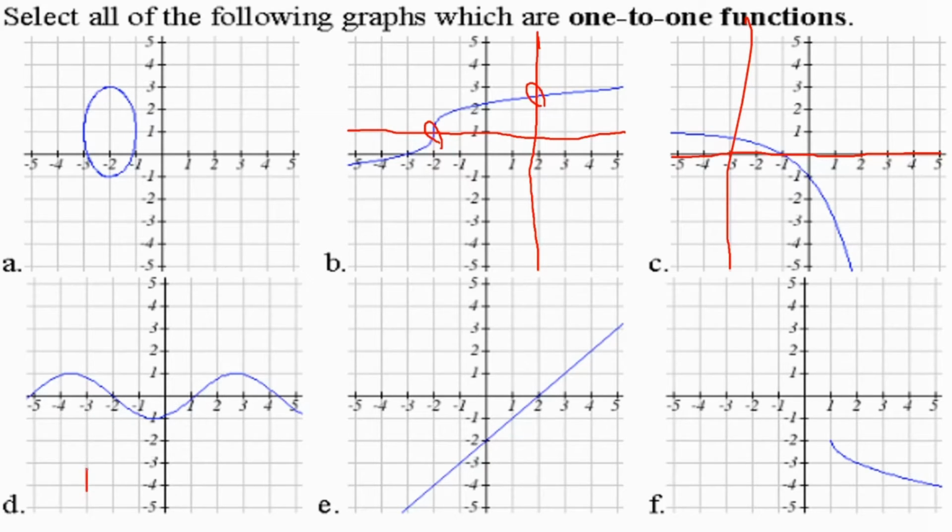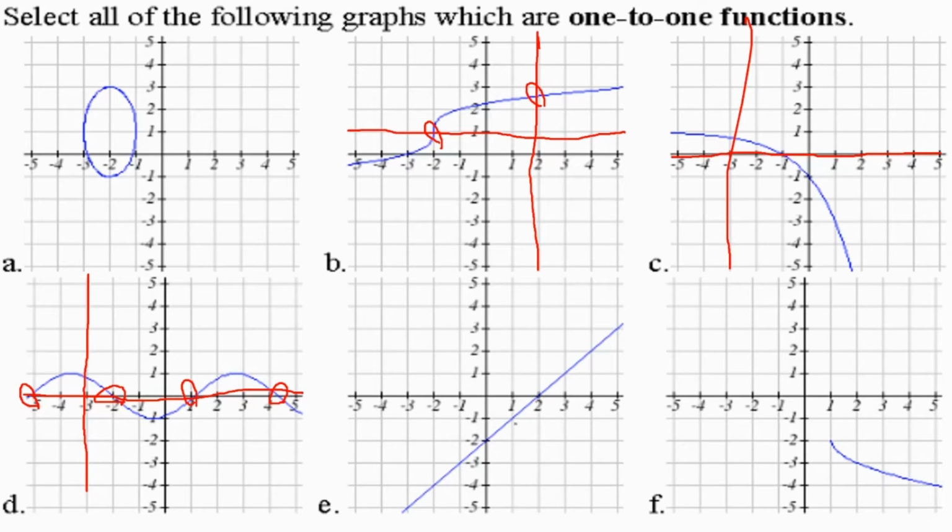This also seems to pass the vertical line test, but it does not seem to pass the horizontal line test. You see there's 4 points that are crossed by the horizontal line, and that is not a one-to-one function, but it's a function.